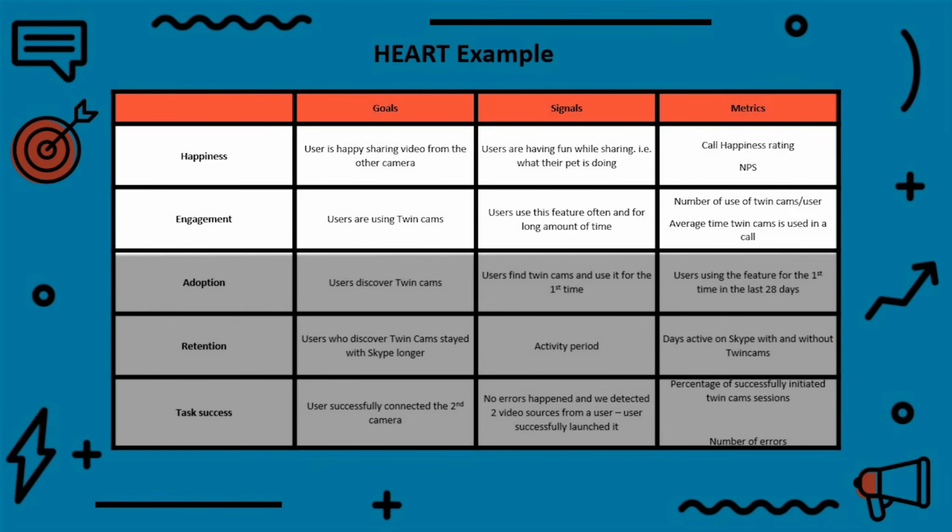Now, for adoption, we can select the goal of user discovering the feature. The signal will be that the users find twin cams and use it for the first time. And the metric will be the number of users that use twin cams for the first time in the last 28 days. Retention. The goal for retention will be that the user who discovered twin cams stayed with Skype longer.